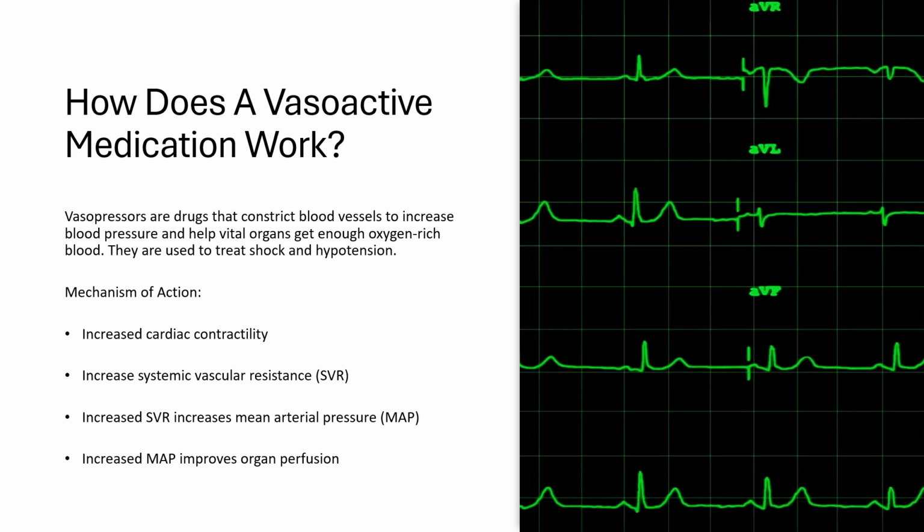But in general, vasopressors are going to increase cardiac contractility. Not all of them, but most of them. We're going to increase systemic vascular resistance. With that increased systemic vascular resistance, that's going to help us raise our mean arterial pressure. And we know that when we raise our mean arterial pressure, our end organs are going to get that feeling of oxygen and good perfusion out to them. So in general, they all kind of work the same way. They work in different areas. So when we look at the different meds, we'll look and see how they might be just slightly different.